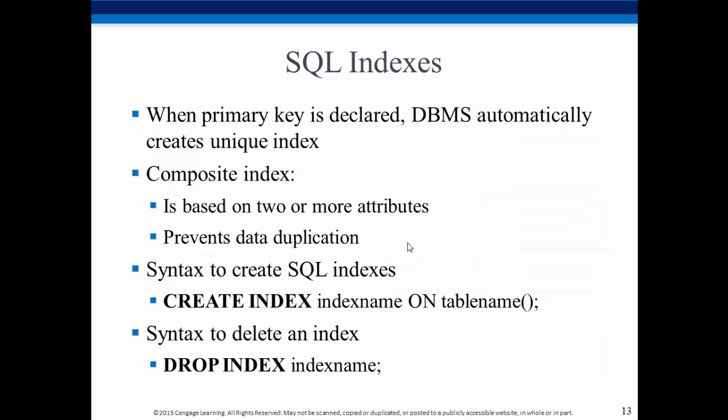Okay, when the primary key is declared, the DBMS automatically creates a unique index. A composite index is based on two or more attributes and prevents data duplication. Syntax to create SQL indexes: CREATE INDEX, the index name, ON, and then the table name. Such as CREATE INDEX first name ON vendor table. Vendor would be the table name. Alright, syntax to delete an index is DROP INDEX and then the index name, such as first name.